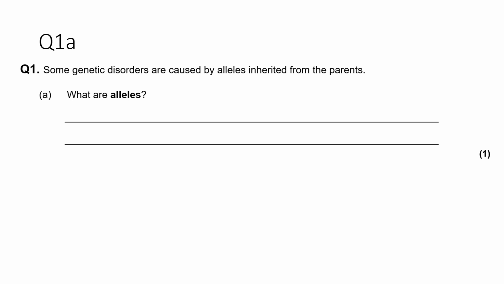So question 1, some genetic disorders are caused by alleles inherited from the parents. What are alleles? And this was nice and straightforward. They are different forms of a gene. Now there's a distinction here. You can't say they're different genes. They're not different genes, they're different forms of the same gene. So eye colour gene, you can get a brown version or a blue version. But we're not talking about different genes, so an eye colour gene and a hair colour gene, they would be different genes and that would not count.